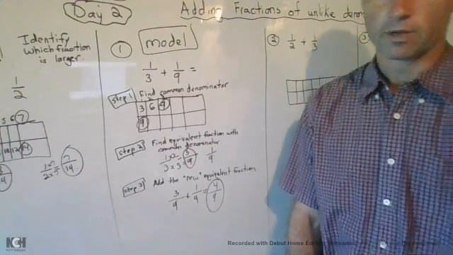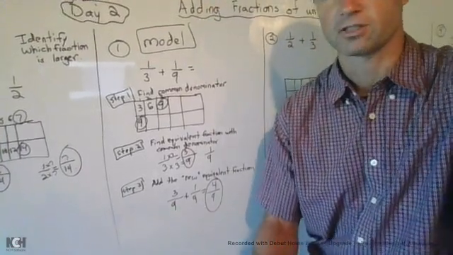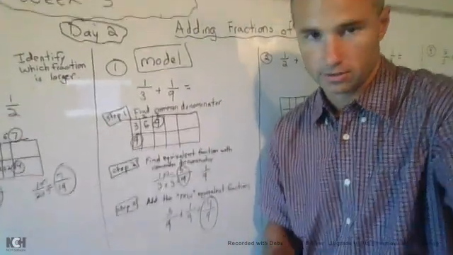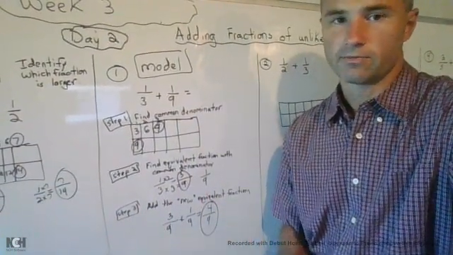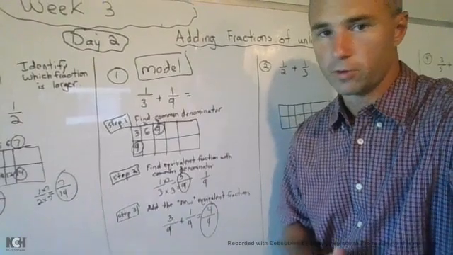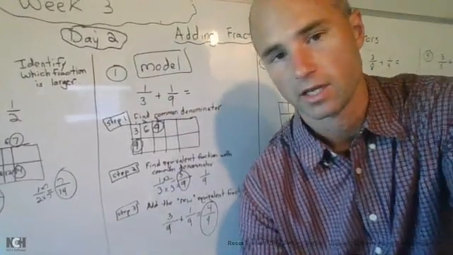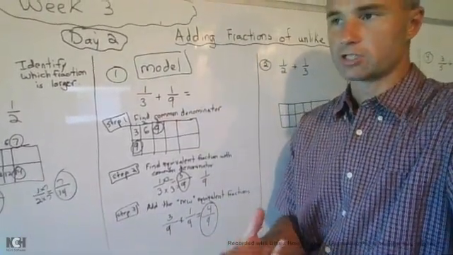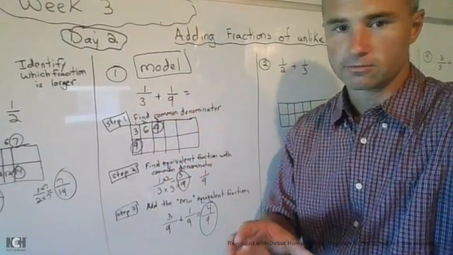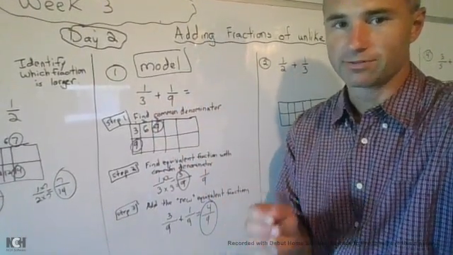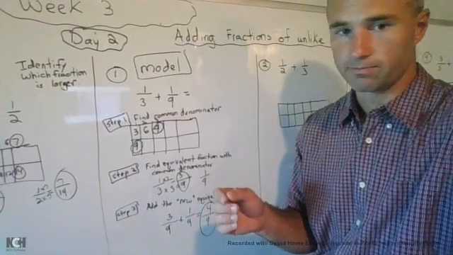The biggest thing you got to remember here is you can't add fractions with different denominators. The most common mistake that I see, and across the board, most math teachers see at this level, is students trying to add fractions that have different denominators. You can't do it. You just can't. They have to be the same. So you have to get them to be the same.